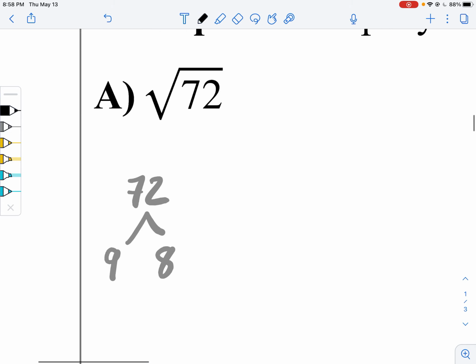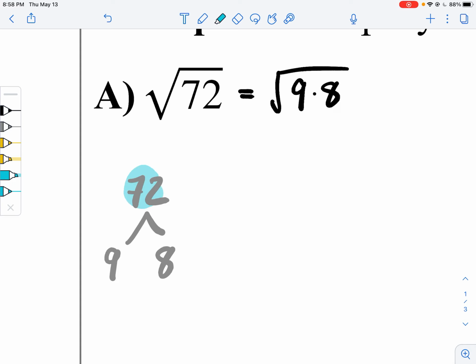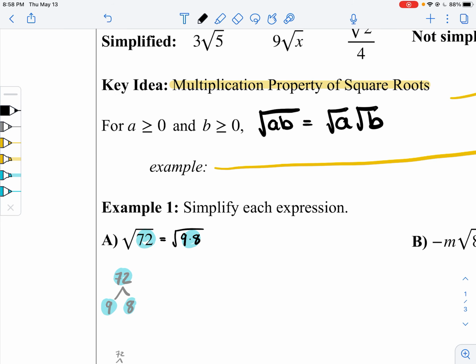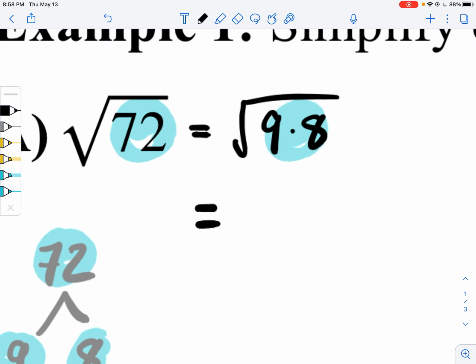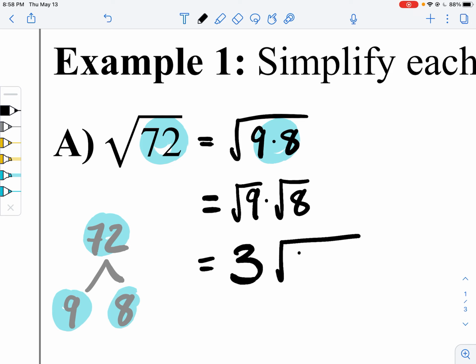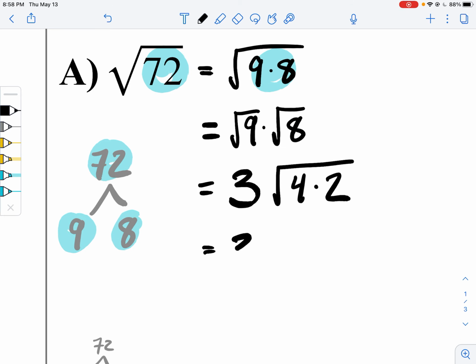So I'm going to break this up as the square root of 9 times 8. Because check it out, 72 is 9 times 8, so I'm allowed to do that. But now I can use my multiplication property of square roots to say the square root of 9 times 8 is the square root of 9 times the square root of 8. And the square root of 9 is 3, so that's neat. But 8 is 4 times 2. So I can continue to break this up as the square root of 4 times the square root of 2.